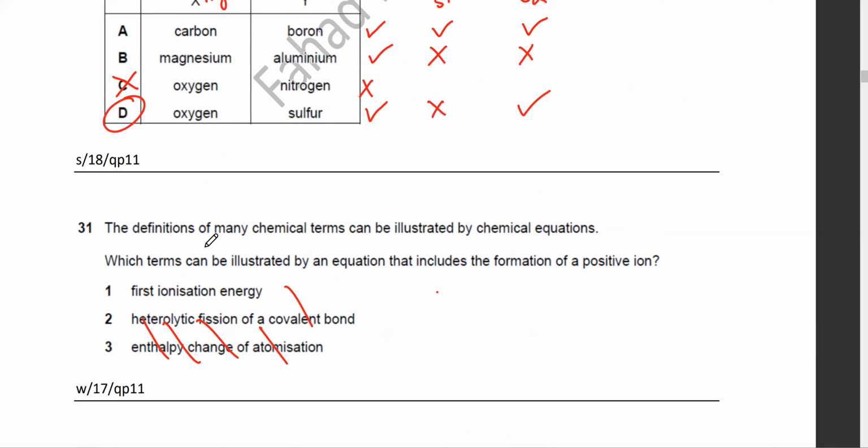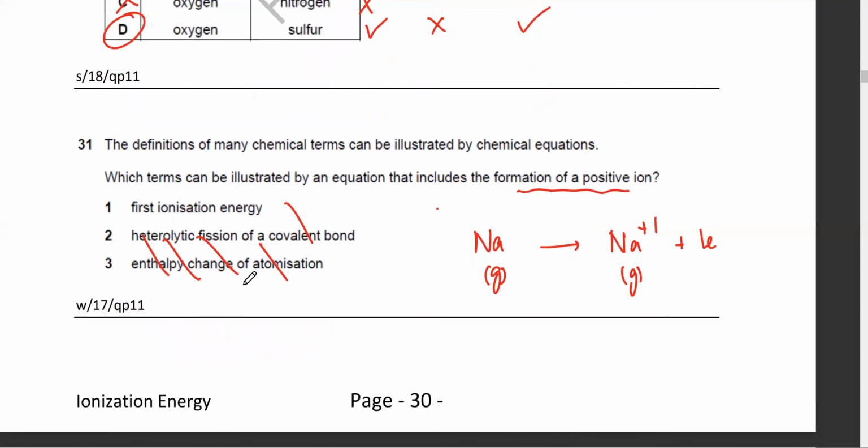He's saying which terms can be illustrated by an equation that includes the formation of a positive ion. So in which one is there a formation of a positive ion? Is the first ionization energy equation correct? Does it lead to the formation of a positive ion? Yes. First ionization energy is you trying to remove one electron, so it forms Na+, and it would lose one electron. So that is correct. The other ones are not related to this.